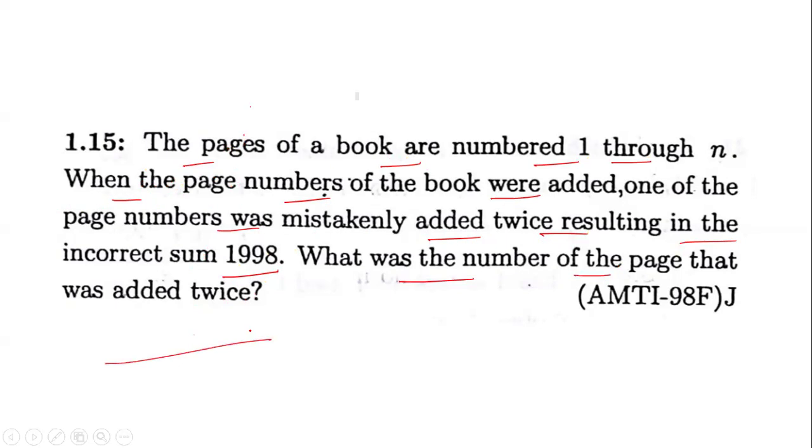This is the question. So let's say we have a book and we know that in the book there are page numbers like 1, 2, 3, etc. And let's say we are on page X and then we added 1 through X. But mistakenly we added some number twice. So the resulting sum we get is 1998, and we know this is an incorrect sum, and we want to find out what that page number is that we added twice. So this is the problem.